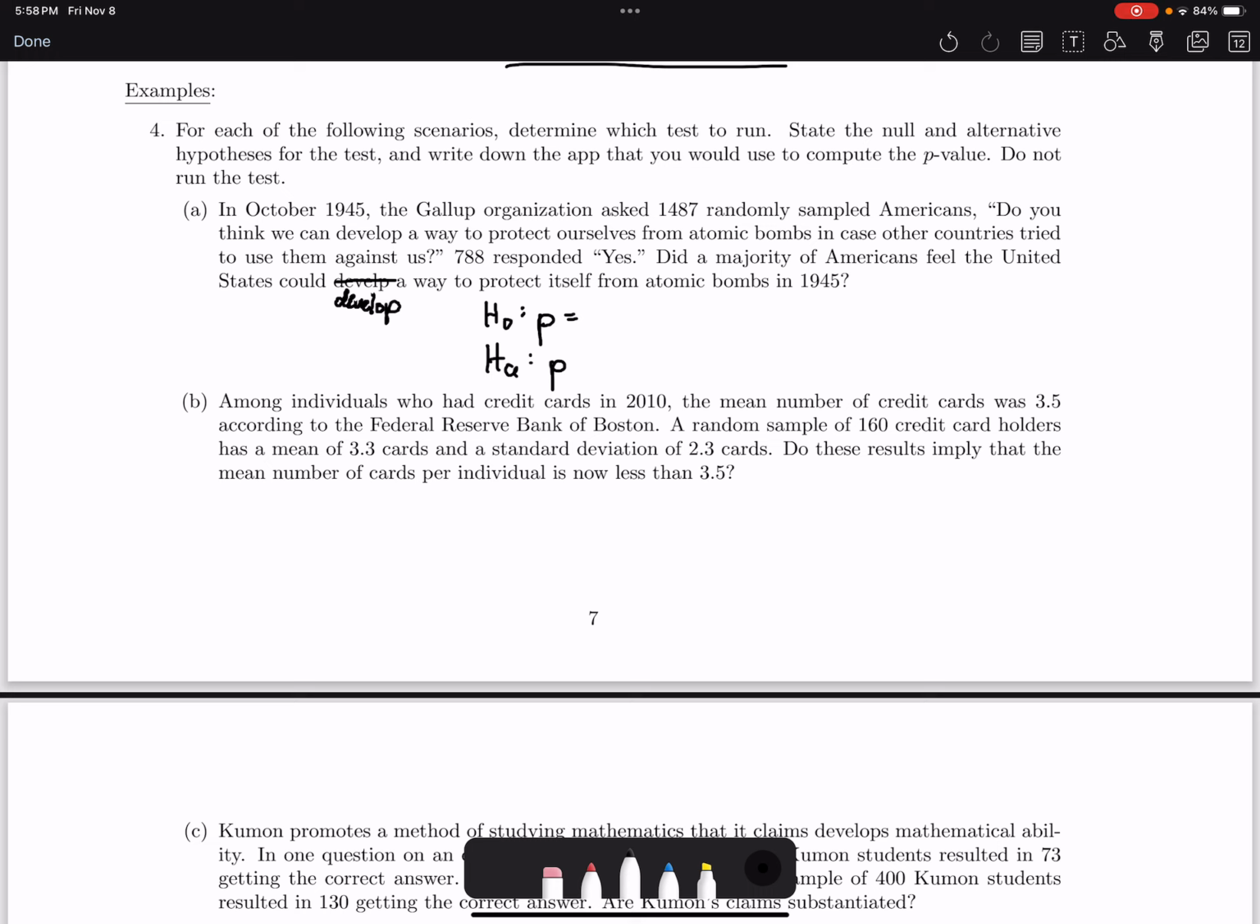The question is, did a majority of Americans feel they could develop a way to protect themselves from atomic bombs? Majority means more than 50%, okay? More than 50%.